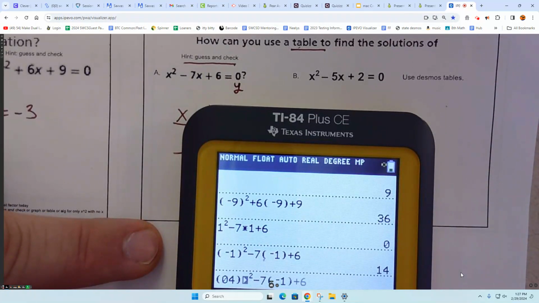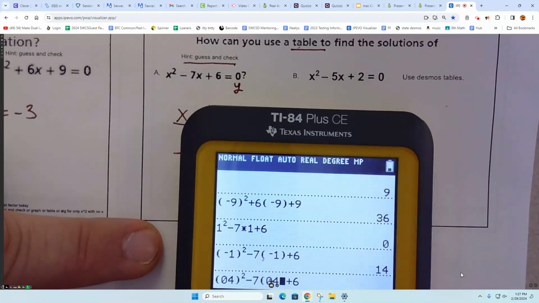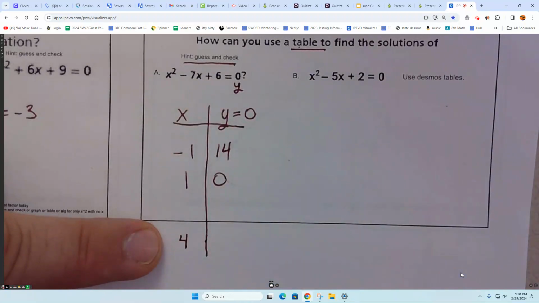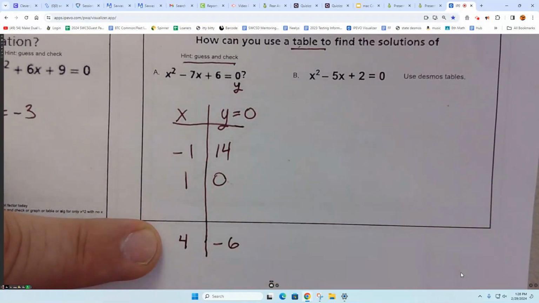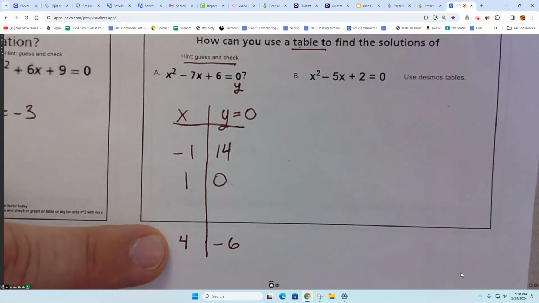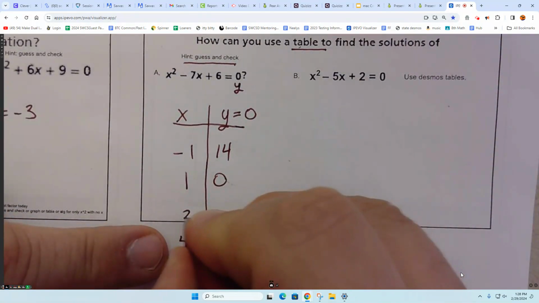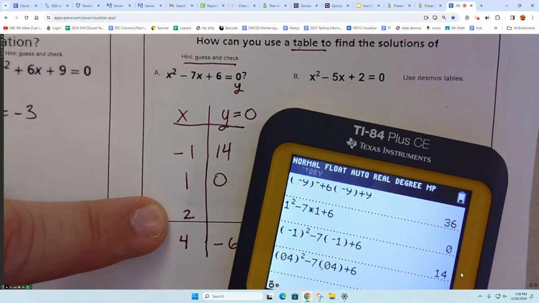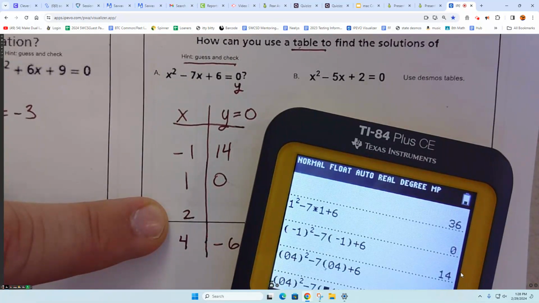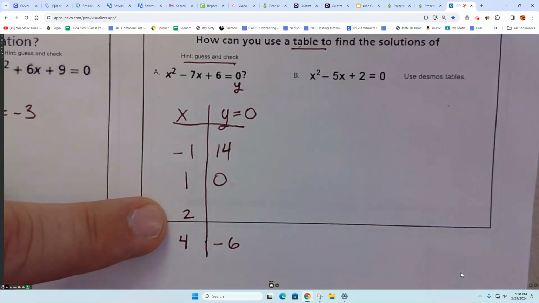It's going to be weird. I'm going to type in 0, 4. Hopefully that doesn't bug you. That gives me -6. I like this answer, I think. Okay. What next do you want to try? 2. We get -4.